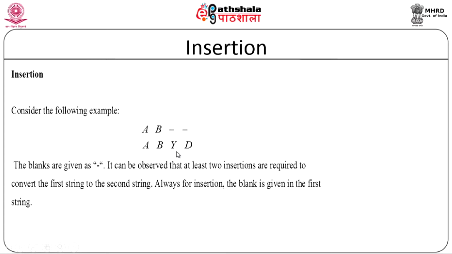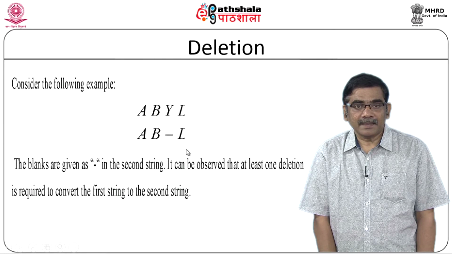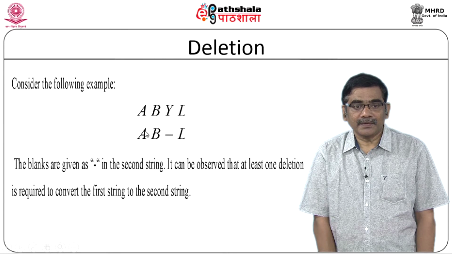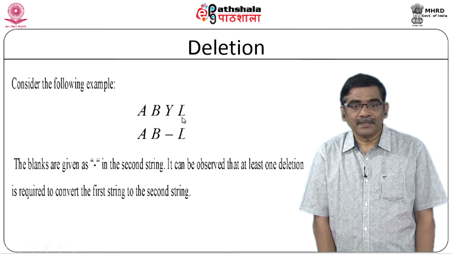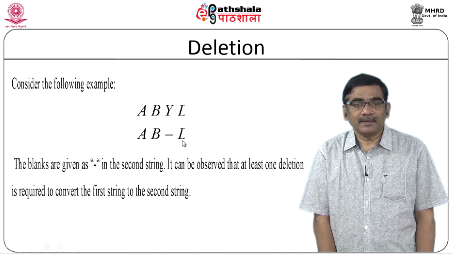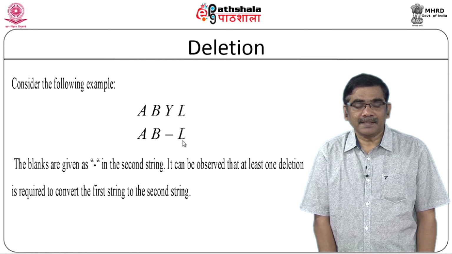to ABYD. Similarly, this is the example of deletion. So, you see Y is missing in the second string. So, deletion means we have to delete Y so that both the strings are similar. If the cost is going to be 1, then with the cost of 1 this string can be transformed to this. In other words, the logic is very simple.